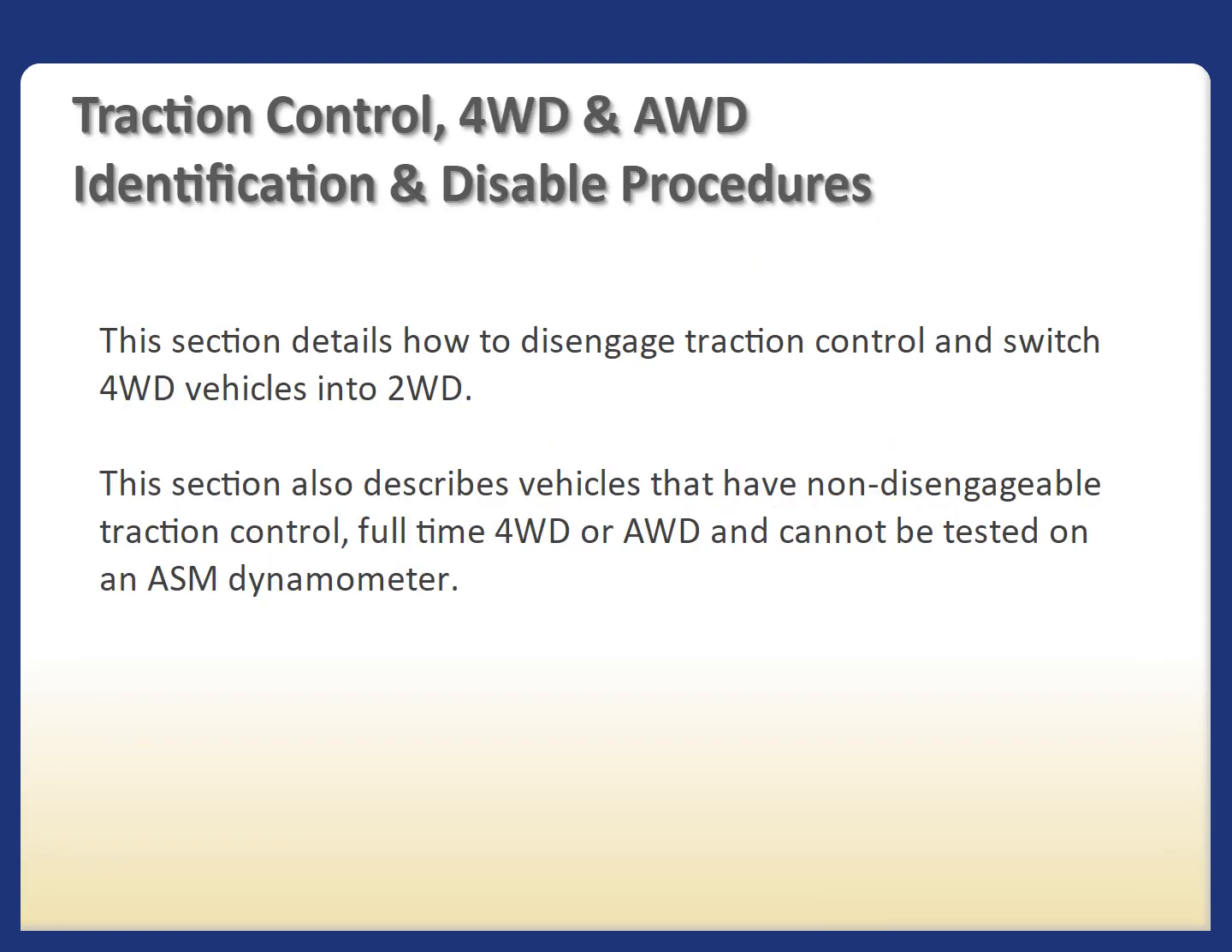Use your ECS guide to determine if a vehicle is compatible with the two-wheel dynamometer or if the vehicle has traction control that can be disengaged. Attempting to operate an all-wheel drive vehicle, four-wheel drive, or a vehicle with non-disengageable traction control on a two-wheel dynamometer can cause serious damage to the vehicle and could create a dangerous situation for the inspector conducting the test. ECS guides also describe those vehicles that have these limitations.